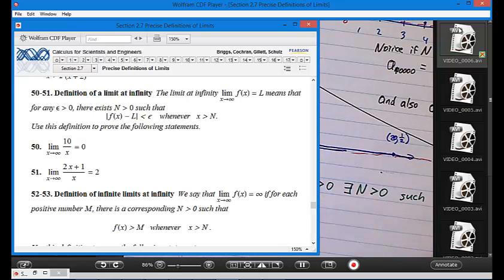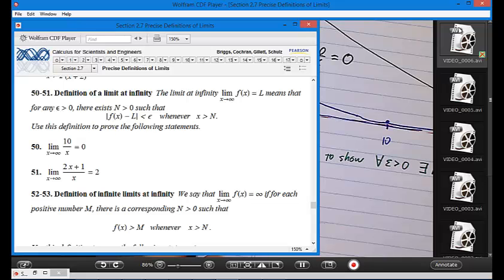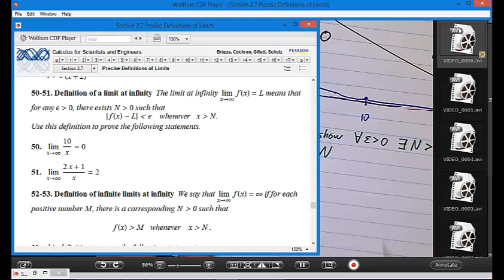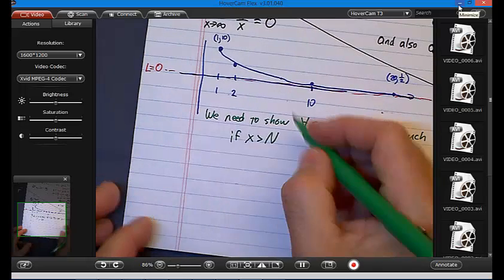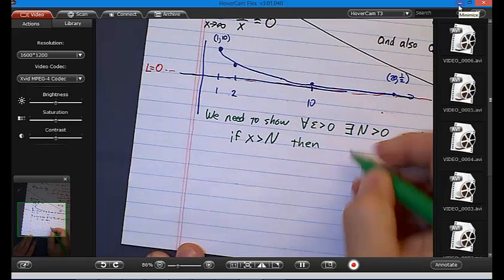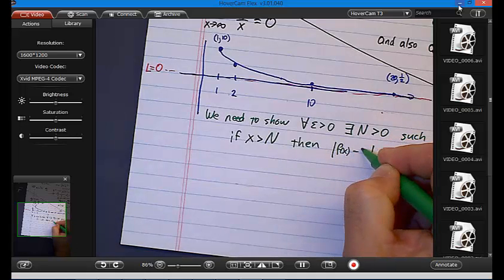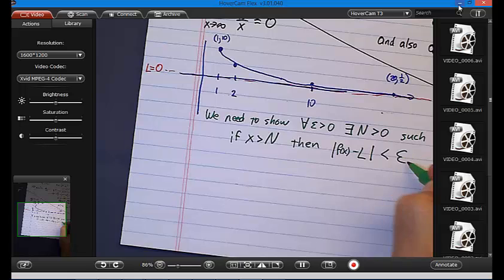If, what should I write after my if? Yeah. If x is greater than n, now it's not n anymore because the inputs for a function are x. They could be any number we want. Then what? Absolute value. Yeah, last time it was a sub n minus L, but now we don't have a sequence anymore, so it's going to be f of x minus L is less than epsilon. That's what I need.